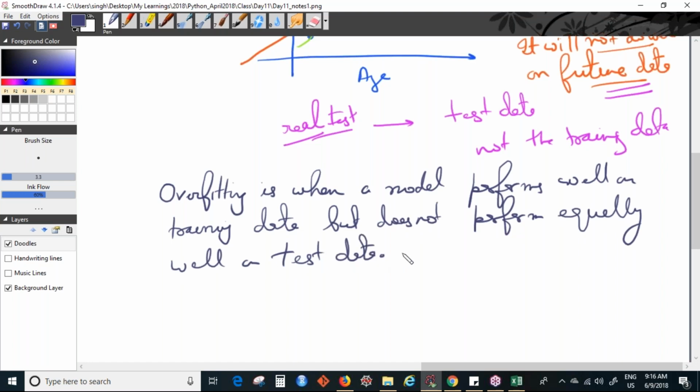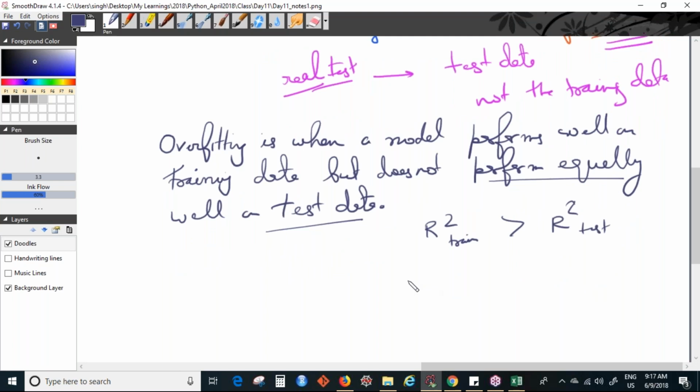Okay, so this is the definition of overfitting. When a model performs well on training data but does not perform equally well on test data, that is where the model has overfit. Yeah, this is the answer, Pranay. You anyways check the accuracy of both training and test. So let's say you got an R square of training that is more than the R square of test. That means your model is overfitting. Okay.